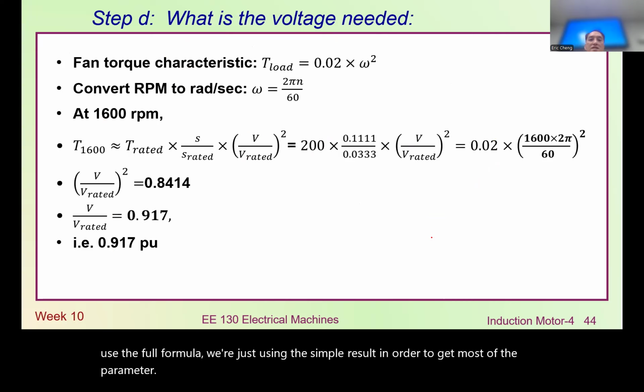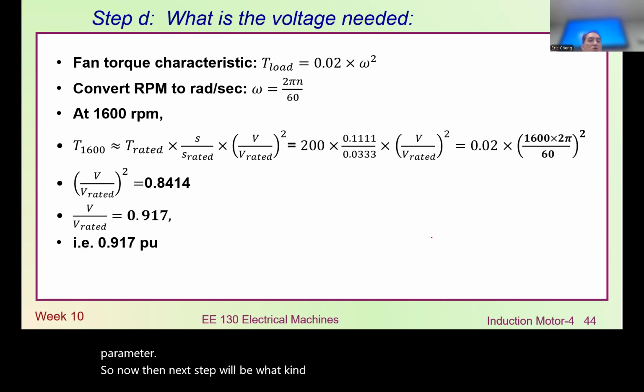So now the next step will be what kind of voltage will be needed to control at that particular speed. So we can actually calculate that. The torque equation for the fan load is proportional to omega square. And then at 1600 RPM, we use the same formula. So that means rated torque 200, we got the rated slip related to the operation slip, and then we have the rated voltage. That's the voltage we need to calculate, right?